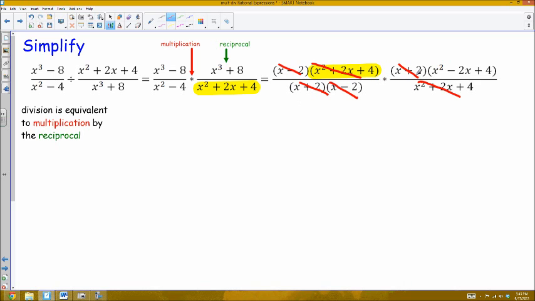And it turns out that all of my denominators have canceled out, and I'm left with just x squared minus 2x plus 4 in the numerator. So that's my final answer, and I will box that.